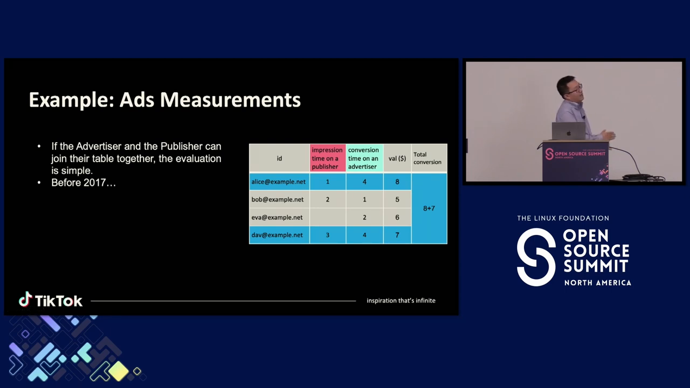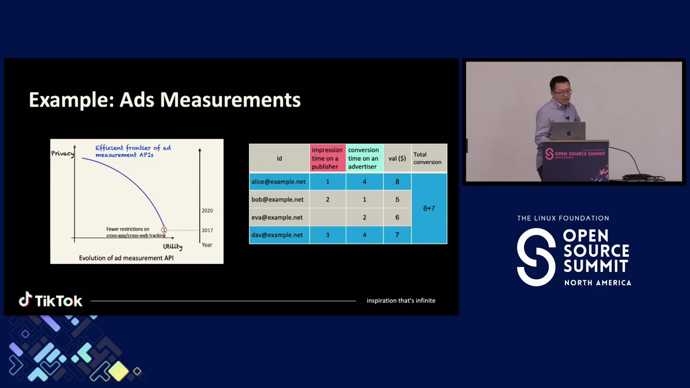And if you see, if we have all the data in plain text, this is pretty easy. And actually, this is also what happened before 2017. So here we want to show an evolution of the ads measurement API. Before 2017, there were no regulations about privacy, and cross-app tracking was quite easy with third-party cookies. So the advertiser and the publisher could easily build this joint table together.